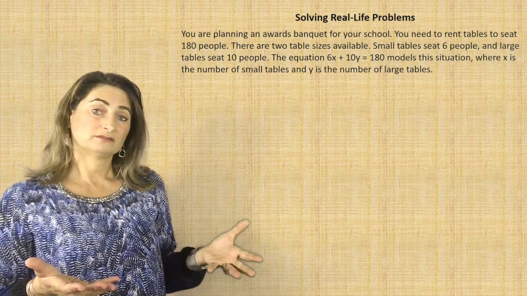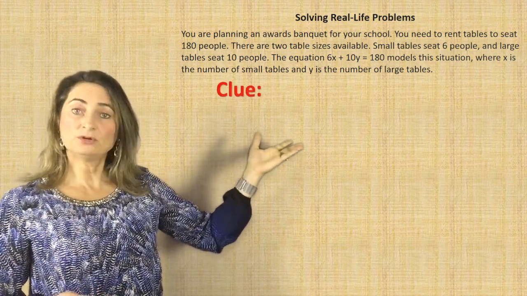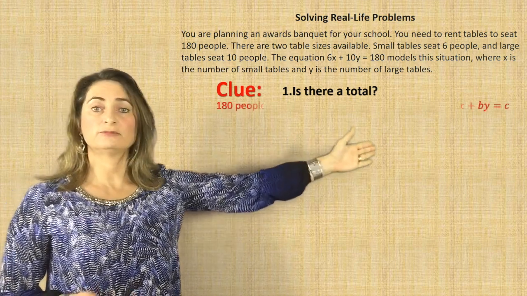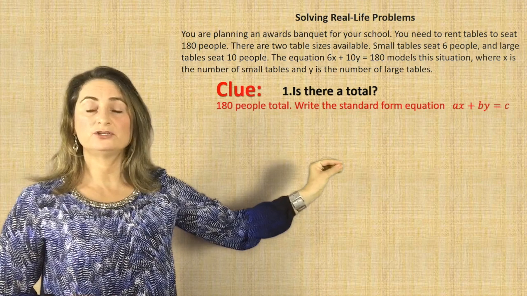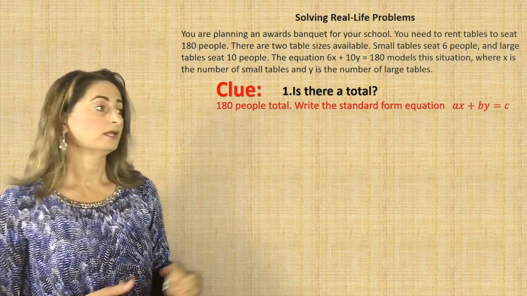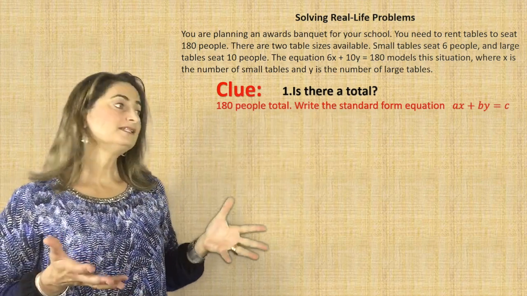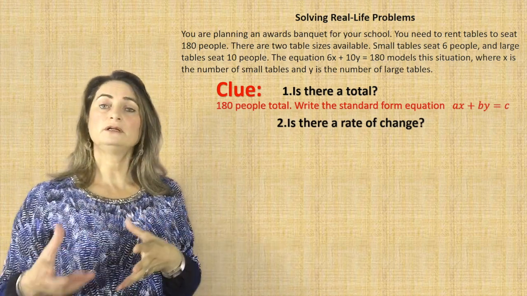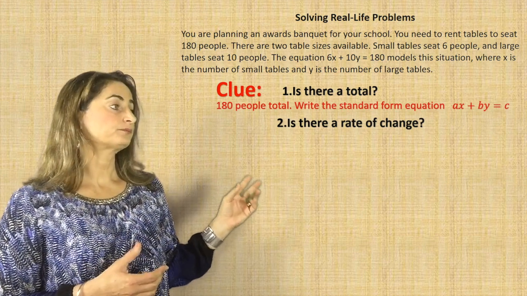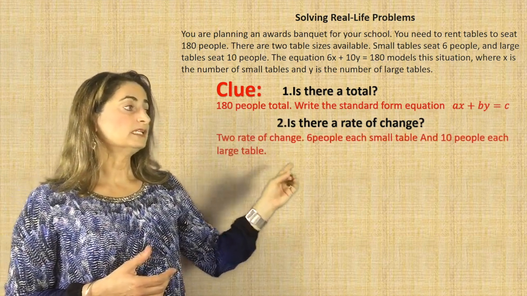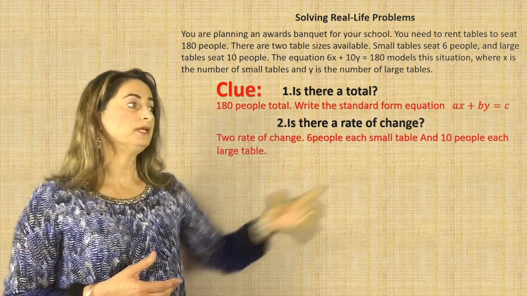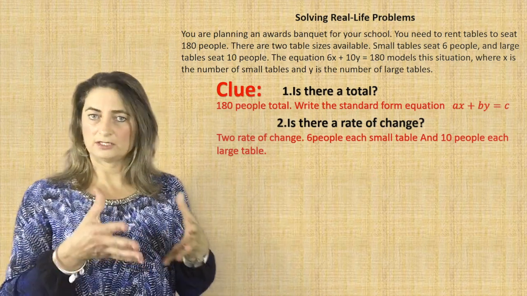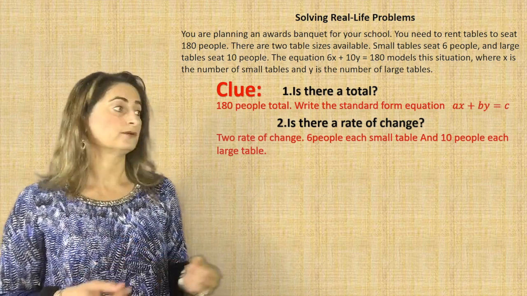Look for your clues. Clue number 1, is there a total? Yes, there is, 180 people. Then I know it's a standard form equation, and I'm doing that to remind you, even though they already gave you the equation. Clue number 2, is there a rate of change? Yes, there are 2 rates of change. There's a small table and a large table. 6 people each small table, and 10 people each large table. The word each is a rate. It's a clue that this is a rate of change.